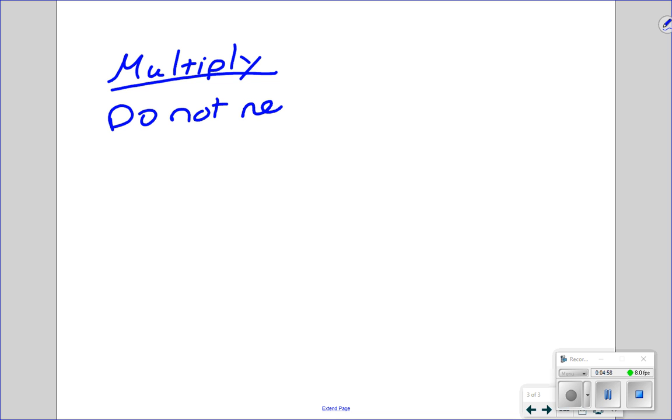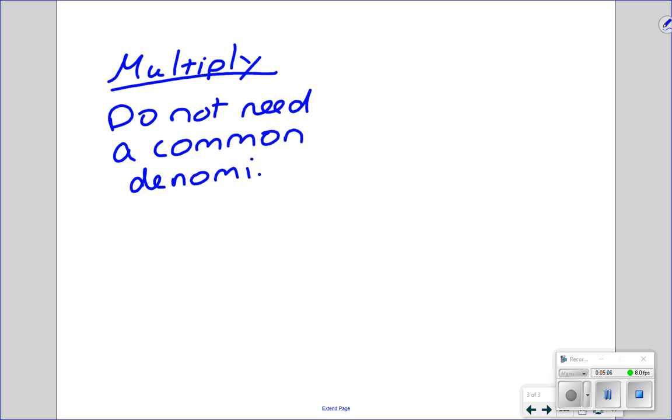Let's go on to multiplying and dividing. We'll start with multiplying. So when we multiply fractions, it's actually easier than adding and subtracting. You do not need a common denominator. You might want to write that down. Pause it if you have to, but write this down. You do not need a common denominator for multiplying or dividing.